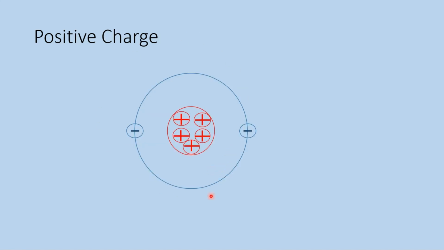If we look at this figure, we will see that inside the nucleus we have, let's count the protons, 1, 2, 3, 4, 5 protons. And the electrons on the first orbit are 2, so 1, 2. Then we have 5 protons and 2 electrons. The number of protons is greater than the number of electrons, so the total charge is a positive charge.